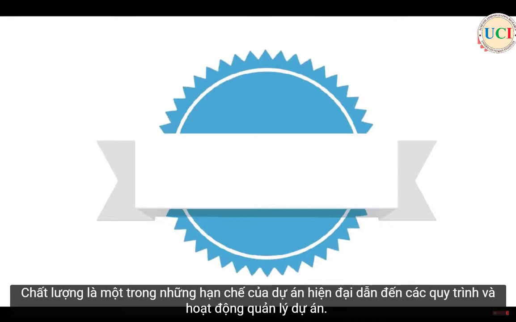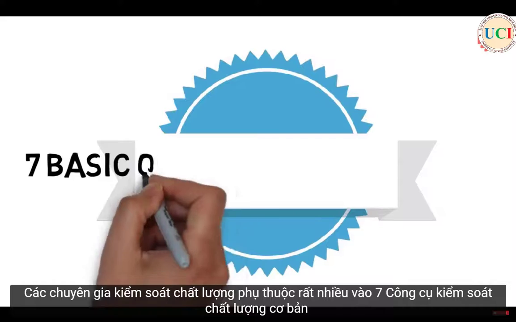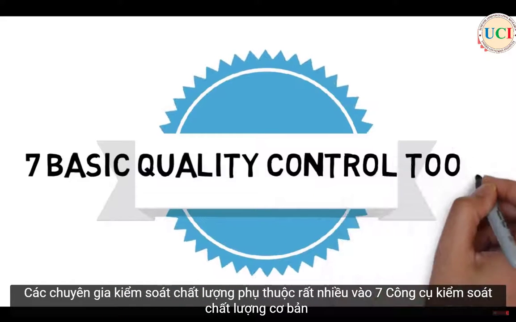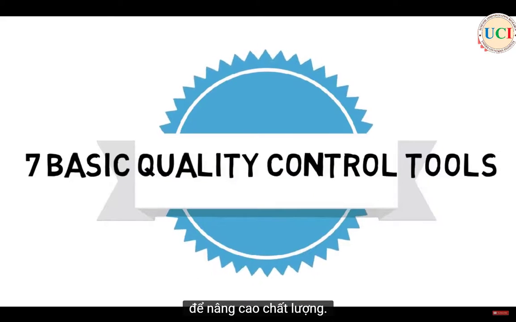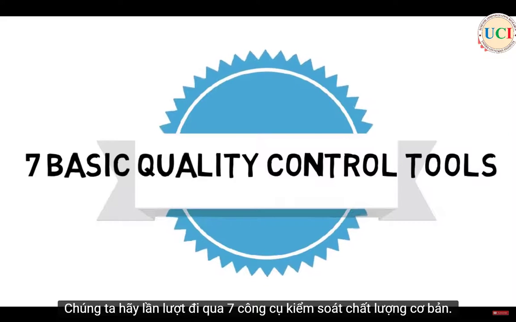Quality is one of the modern project constraints which leads the project management processes and activities. Quality control experts depend heavily on the 7 basic quality control tools to improve the quality. Let's go through each of the 7 basic quality control tools one by one.